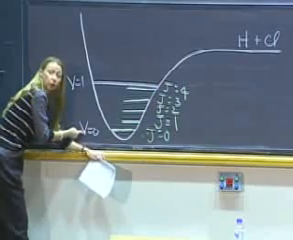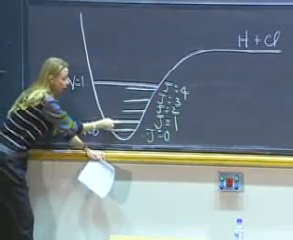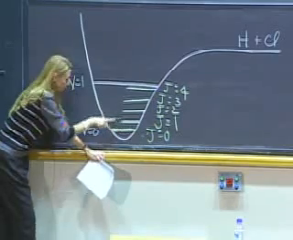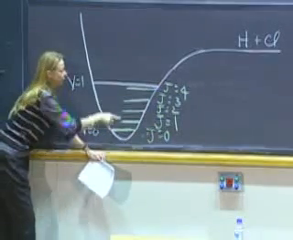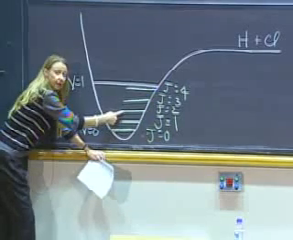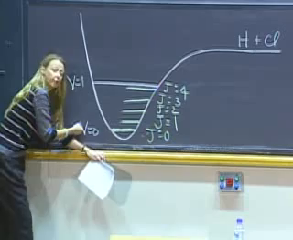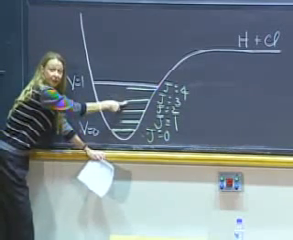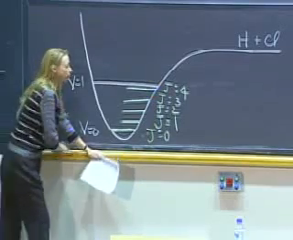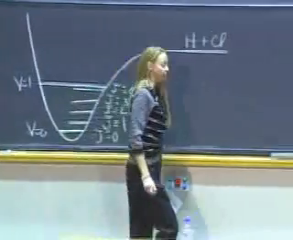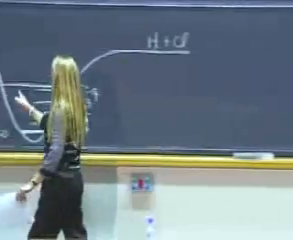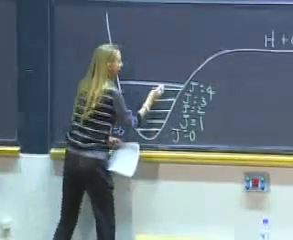You can have a molecule in the ground vibrational state in the first excited rotational state. If that's the case, that's the energy. You can have a molecule in the ground vibrational state and the second excited rotational state, then it has that energy. You can have a molecule in the ground vibrational state and the third excited rotational state, it has that energy.